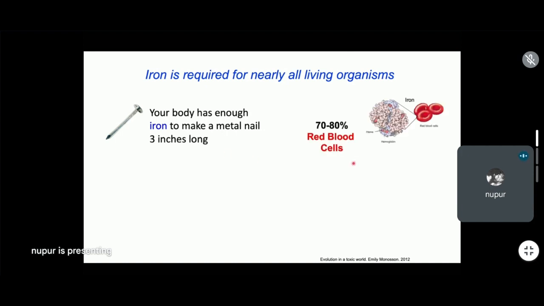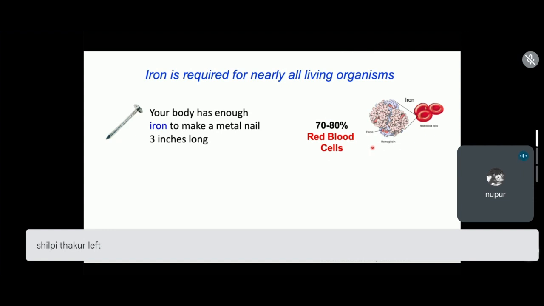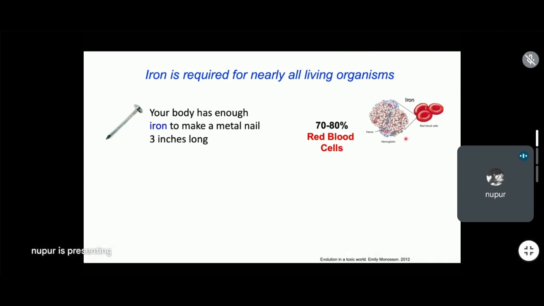essential to make RBCs, or red blood cells, in our body. 70 to 80% of iron is required to make RBCs. And as you all know, hemoglobin is the molecule that needs iron to carry oxygen to different parts of the body. I will come back to this later, but just to emphasize, iron and oxygen are very intimately connected, and that's why iron metabolism and oxygen metabolism are intertwined in the same pathway.